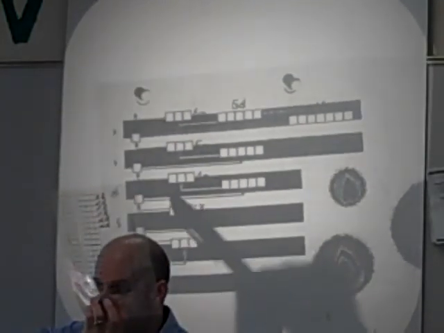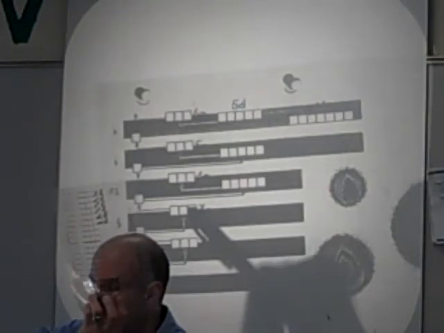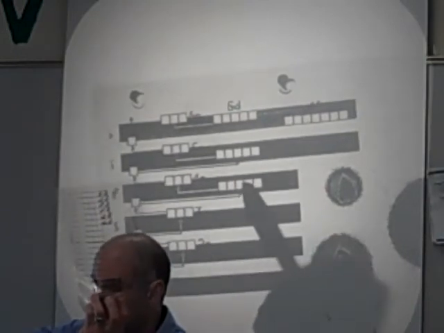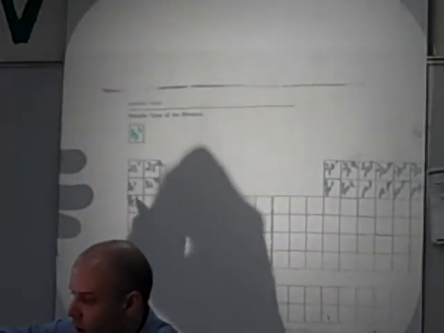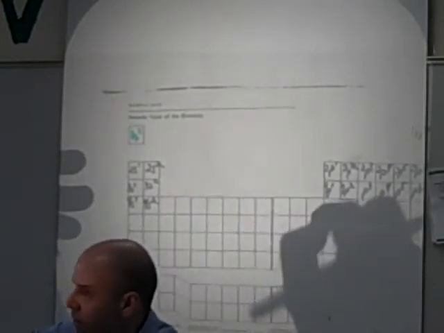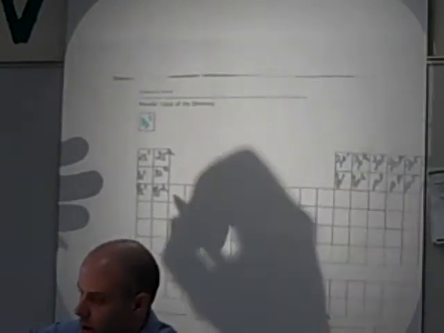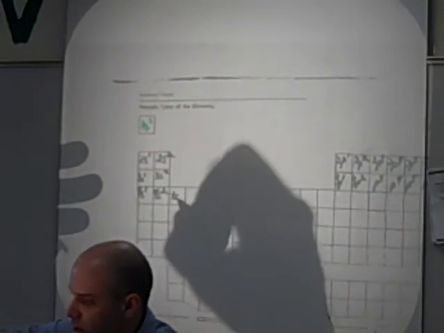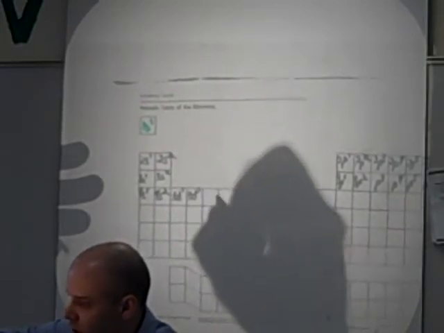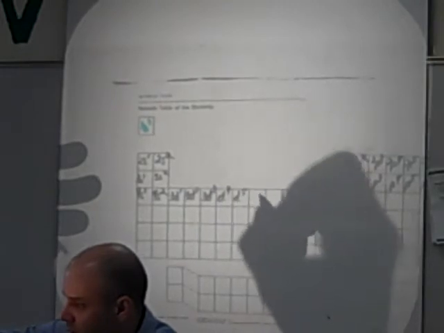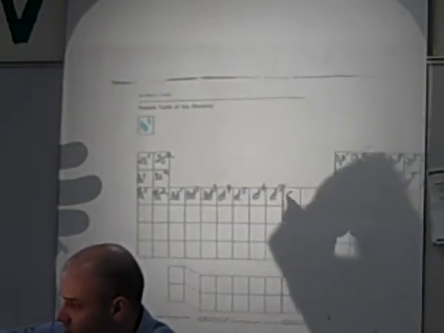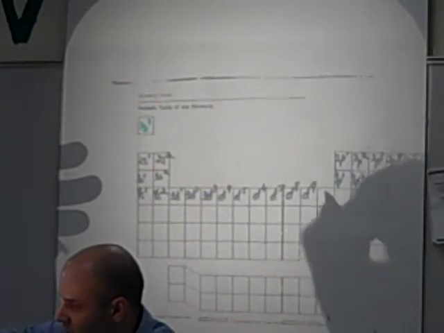Now, after the 3p6, what do we do next? 4s1. Remember, there's that overlap. After the 3p, we don't go to the 3d, we go to the 4s. So it goes 4s1, 4s2, then we fill the 3d. So this becomes 3d1, 3d2, 3d3, 3d4, 3d5, 3d6, 3d7, 3d8, 3d9, 3d10.